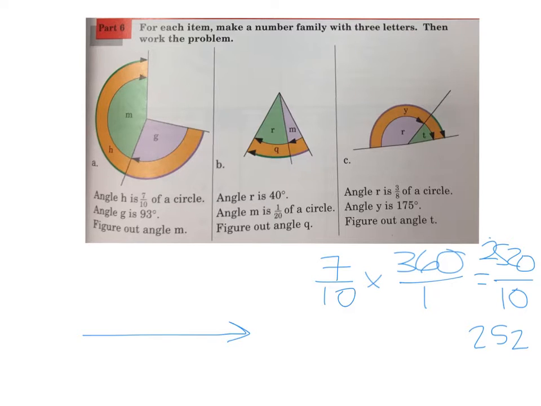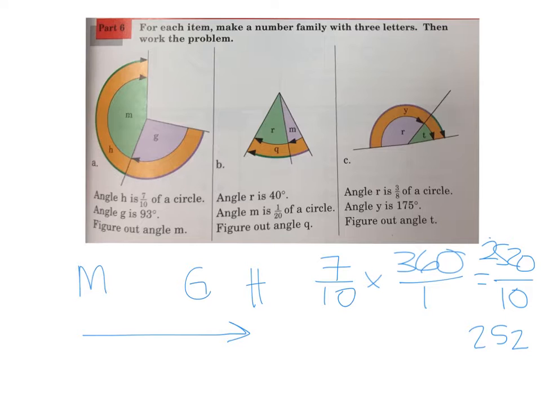So let's look back here, and I'm going to decide which is my big number and which are my 2 small numbers. So I can see here that H goes all the way around here. So I know that H is the biggest part, so H is going to be my big number, and M and G will be my small numbers.